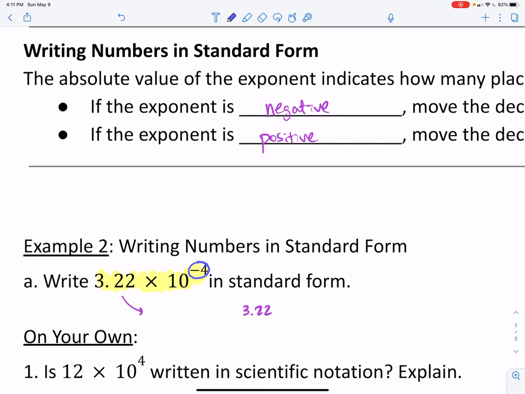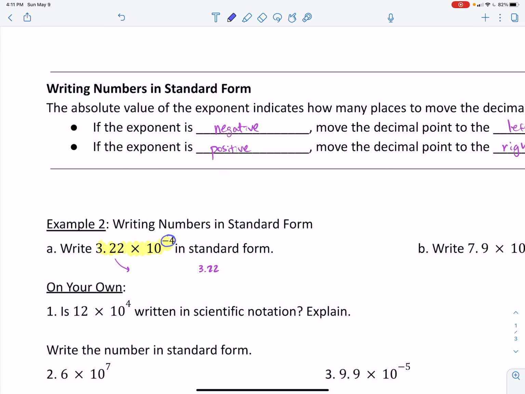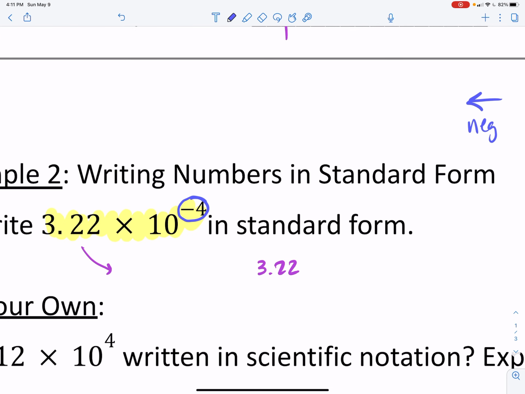My exponent is negative. You move to the left. Okay, you could think about this on a number line, right? The more left you go, the more negative you go. The more right you go, the more positive you go. So if my exponent is negative, then my decimal is going to move to the left. So I'm going to move it 1, 2, 3, 4. Okay, so I'm going to move it over 4 places, and so my new decimal is here. All right, and then with the blank spaces, I'm going to write 0. So 0, 0, 0. So my final answer is 0.000322 in standard form.